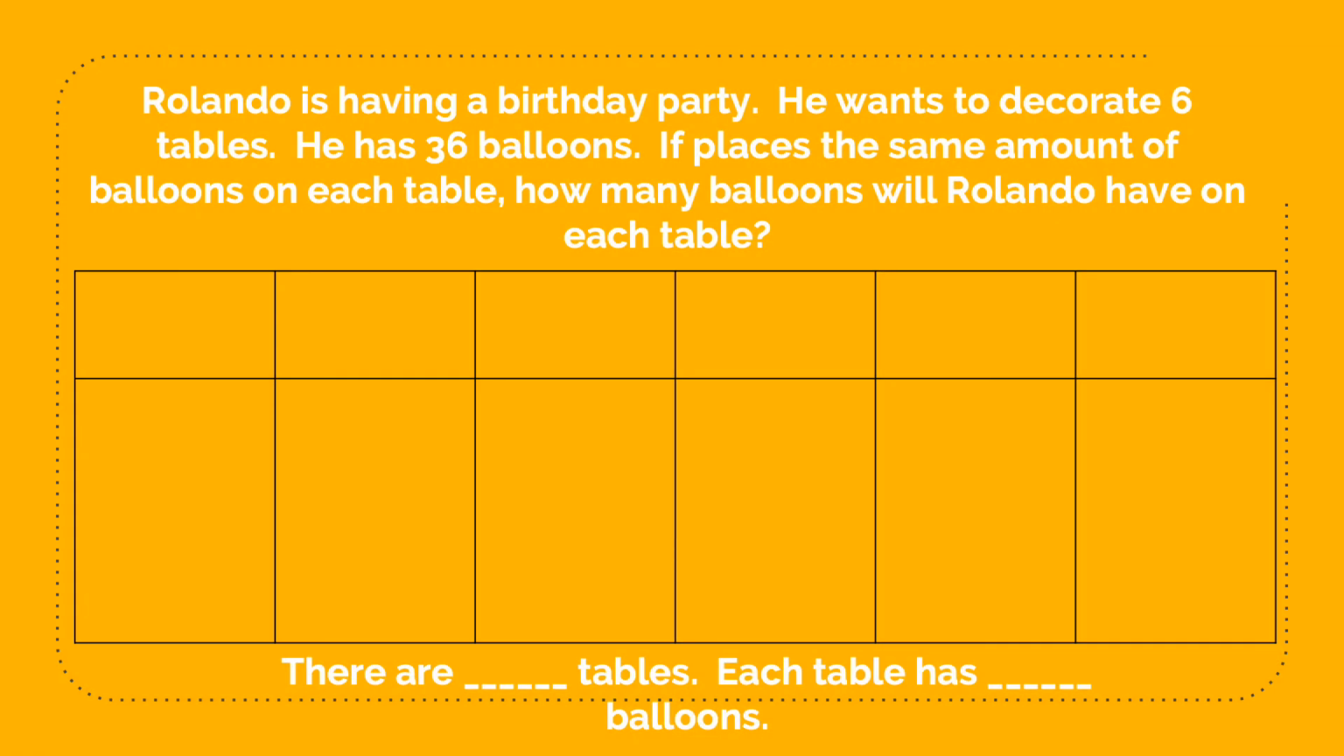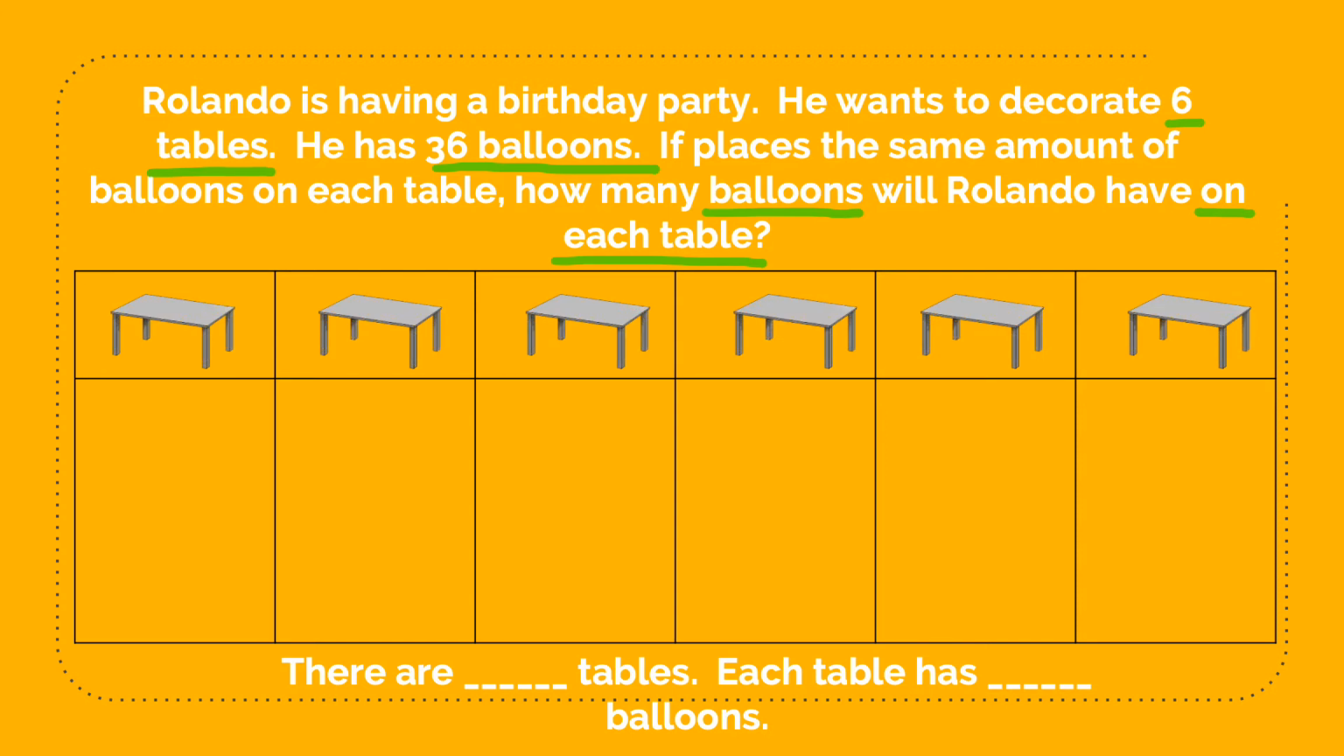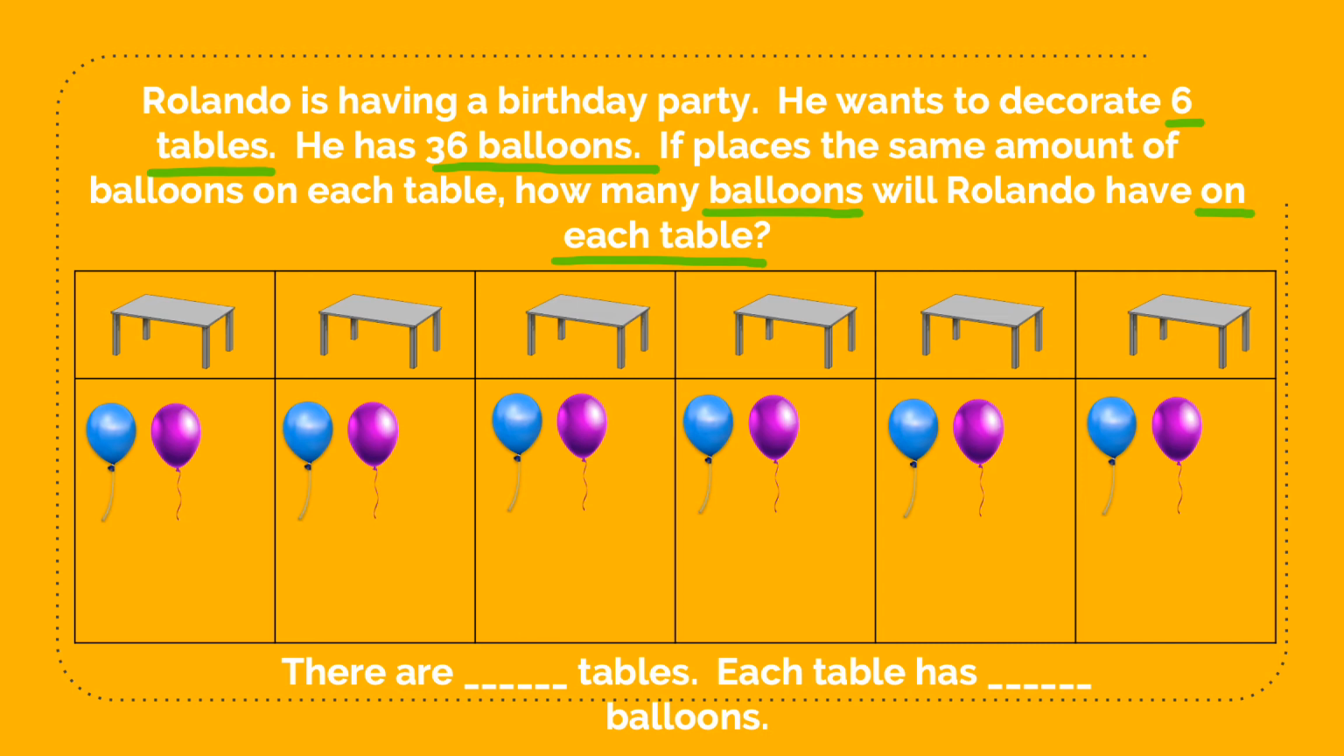In this problem, we want to know how many balloons Rolando needs to place on each table. I know there are 6 tables and 36 balloons. I have to divide or separate the balloons equally on each table. I will do this by placing 1 balloon on each table until all the balloons are placed. Let's get started. So I start by placing 1 balloon on each table. I have used 6 balloons.